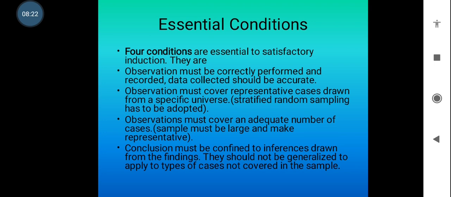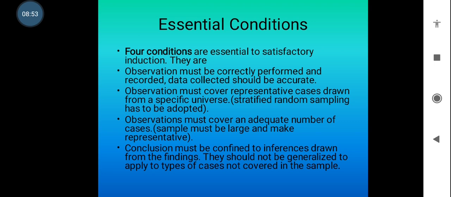Then how do we conduct the inductive method? We can use the inductive method with four essential conditions. What are they? Observation must be correctly performed and recorded. Data collected should be accurate. Observation must cover representative cases drawn from a specific universe. So stratified random sampling has to be adopted.